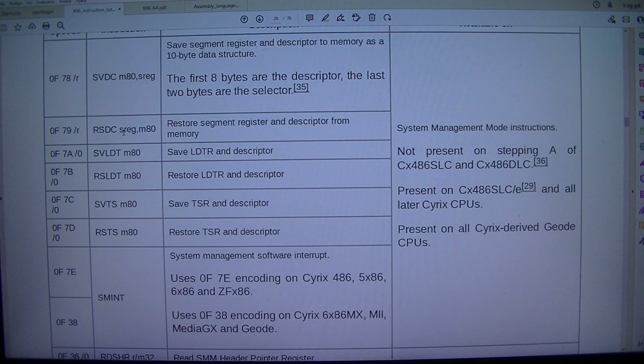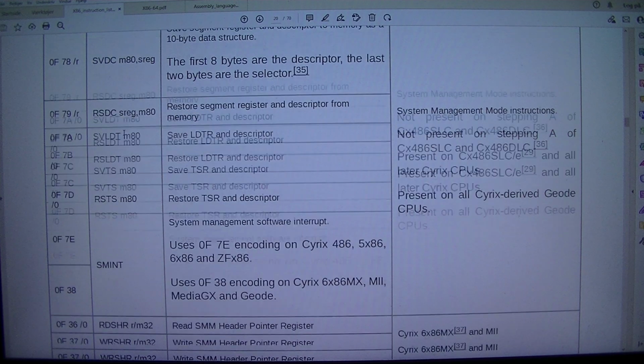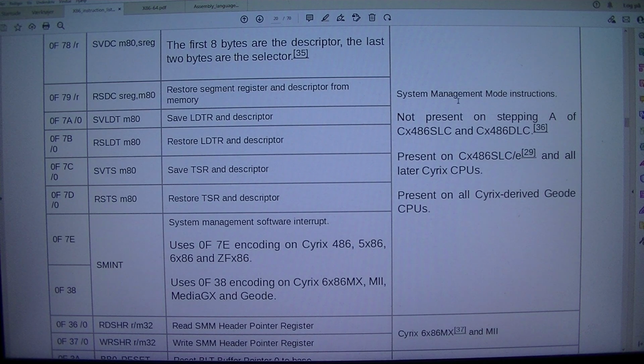35. System management mode instructions. Not present on early steppings of CX486SLC and CX486DLC. 36. Present on CX486SLC/E and all later Cyrix CPUs. Present on all Cyrix-derived Geode CPUs. 0F79/r RSDC Sreg, m80: restore segment register and descriptor from memory.